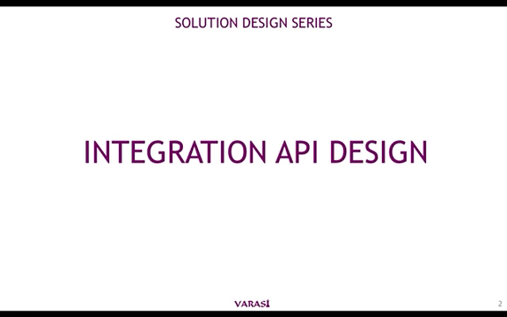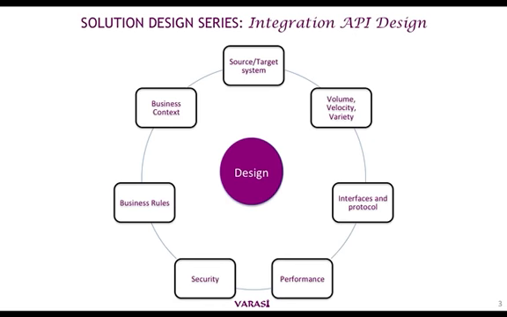Today we will cover an aspect of designing integration APIs, specifically about where to place your business rules. There are various aspects that influence the design of integration APIs, like source systems, business rules, security, and performance. To systematically deal with these influences, you have to ask a lot of questions.